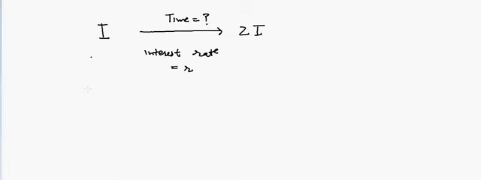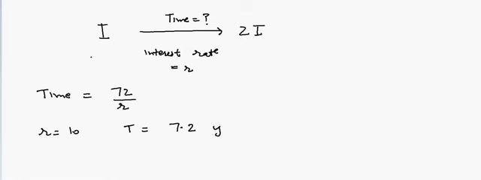There are certain ways to calculate this, but if you use this trick, the approximate time can be calculated very easily, and the time will be equal to 72 divided by R. So for example, if the rate is 10, then time will be equal to 7.2 years. If the rate is 20, then time will be equal to 3.6 years.